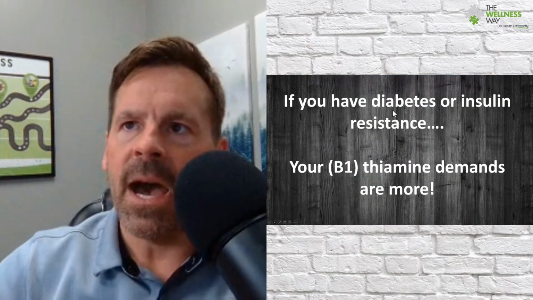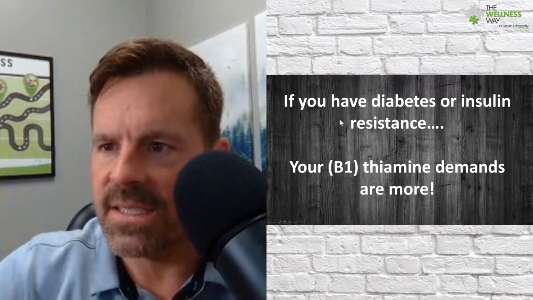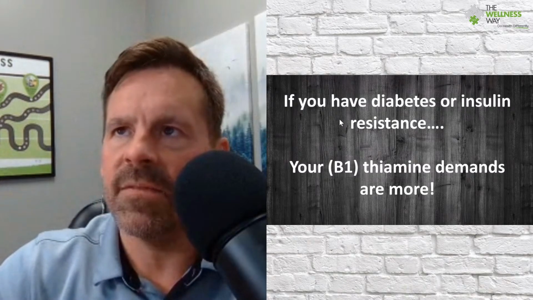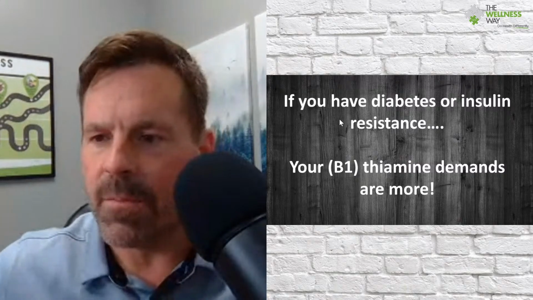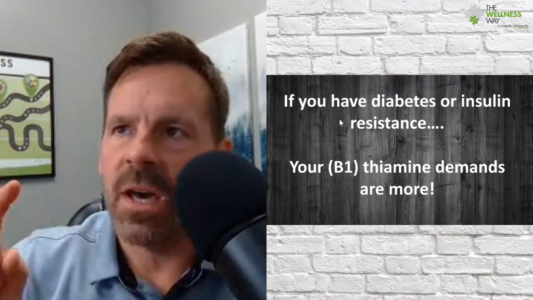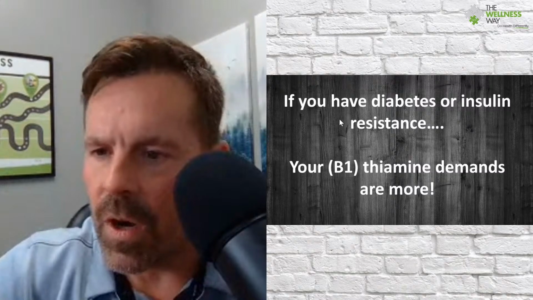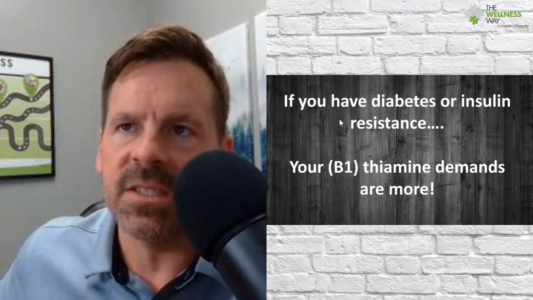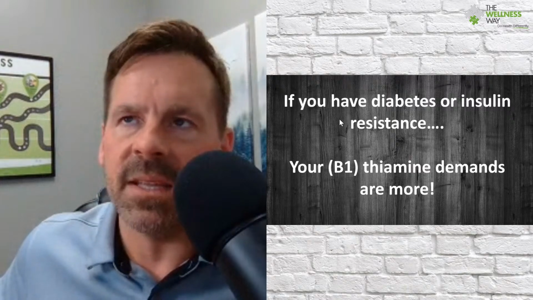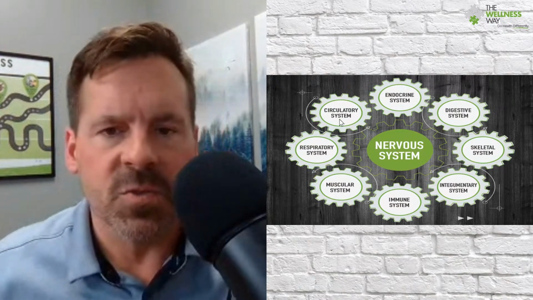Okay. Now, I want to tell you guys this. This is one of the biggest things. If you have type 2 diabetes or if you have insulin resistance, how do you know? You got to get it measured. Your B1, your thiamine demands are more. So if you have type 2 diabetes or if you have insulin resistance, you're going to have an increase in thiamine demands. This is why we talk about the Swiss watch principle.